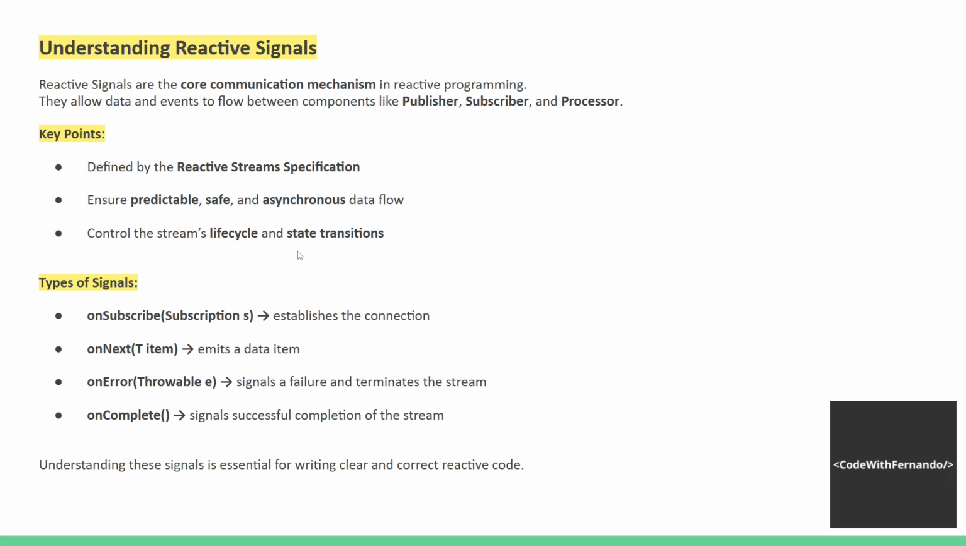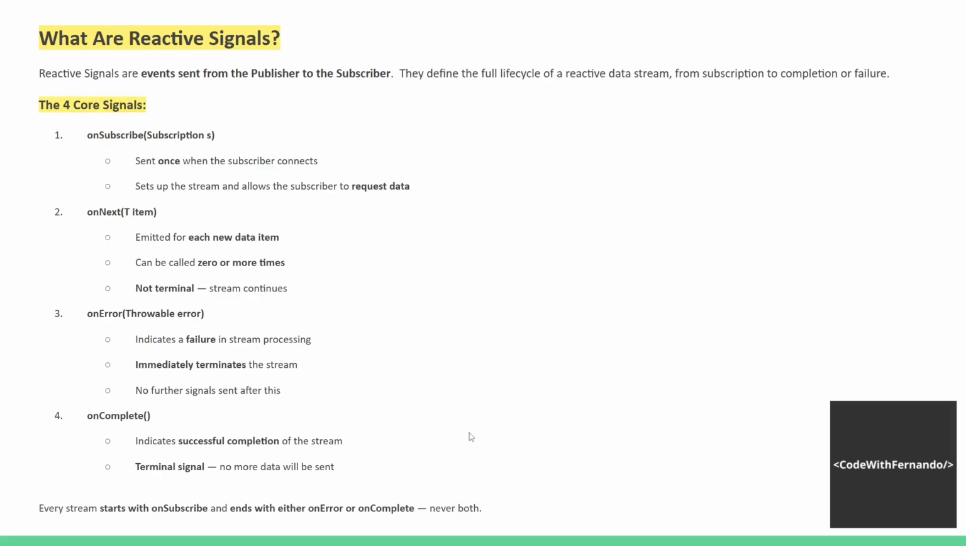So what are the types of signals that we have? We have 4 in total. The first one is onSubscribe. This one establishes the connection. Then we have onNext, which emits a data item. Then we have onError, which signals a failure and terminates the stream. Finally, we have onComplete. This one signals successful completion of the stream. So understanding these signals is essential for writing clear and correct reactive code.